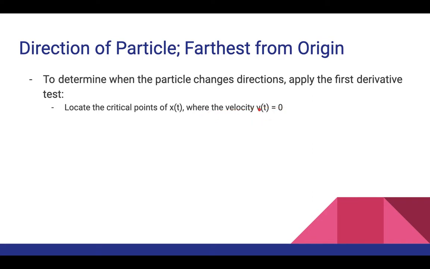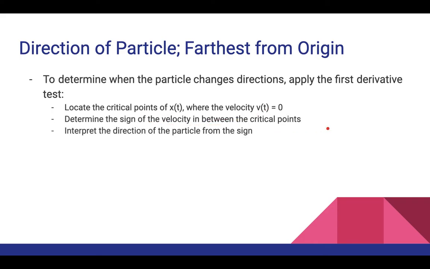We do not have to worry about velocity not existing because we assume velocity is continuous, since we're always going to have some velocity at some time t. Determine the sign of the velocity in between the critical points. Interpret the direction of the particle from the sign. Okay, so this is for when we're determining when our particle changes directions.